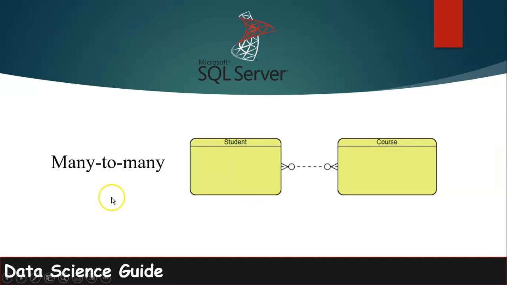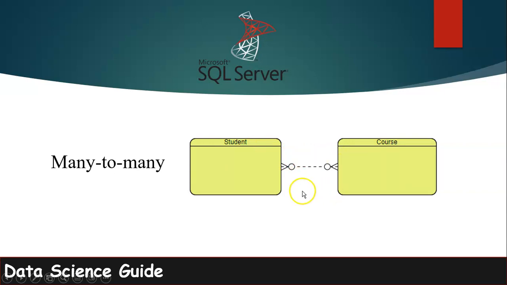The third example here is for a many-to-many relationship. And a good example for that is the relationship between the student entity and the course entity. One student takes many courses or several courses in the university, and at the same time the same course is taken by several students in the school or the university.